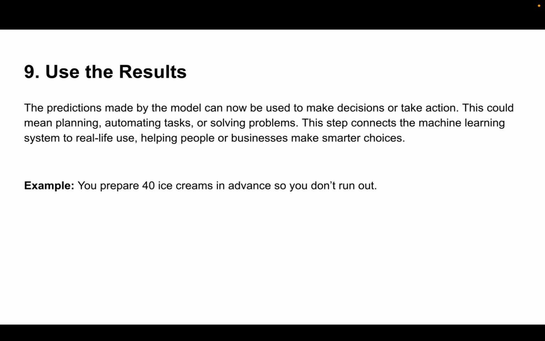Step 9, use the results. The predictions made by the model can now be used to make decisions or take actions. This could mean planning, automating tasks, or solving problems. This step connects the machine learning system to real-life use, like helping people or businesses make smarter choices. Example: you prepare 40 ice creams in advance so you don't run out of them.